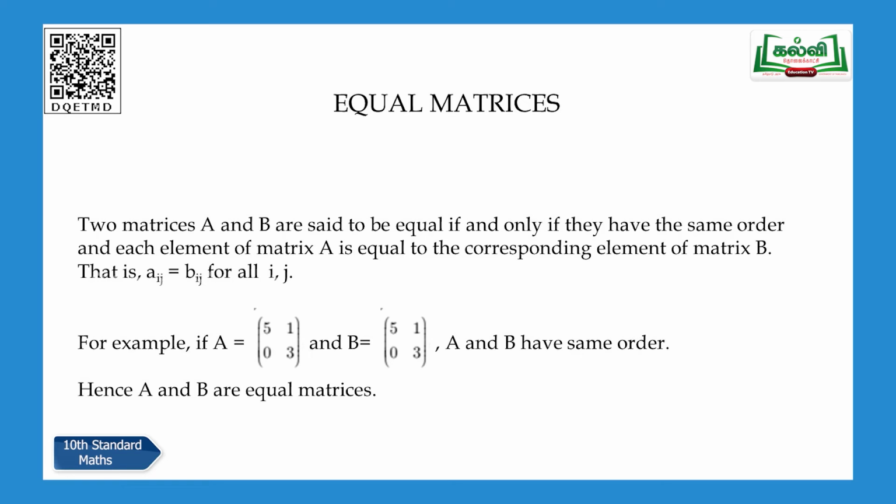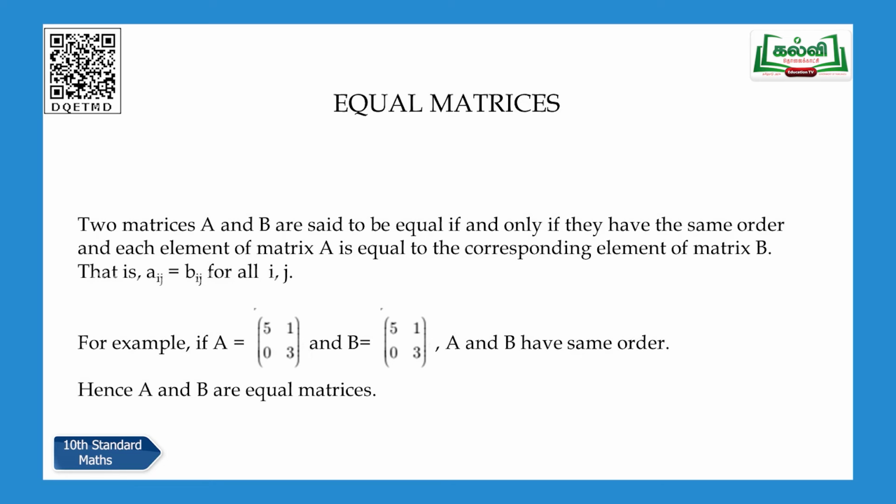The number of rows and the number of columns in both matrices must be the same. And the second condition is that each element of matrix A is equal to the corresponding element of matrix B, that is every element. If it is A11, there it is B11. That is known as corresponding elements. Similarly, for A21 you have to find B21. So, every element of matrix A is equal to the corresponding element of matrix B, that is Aij is equal to Bij.